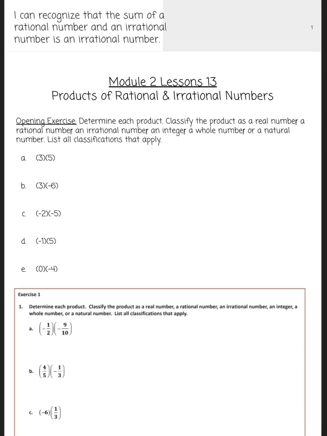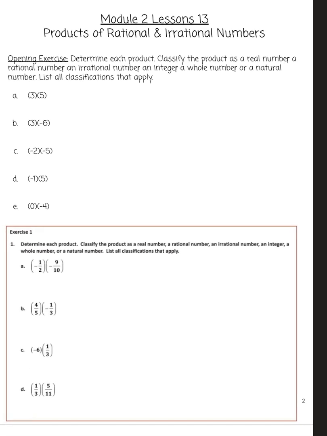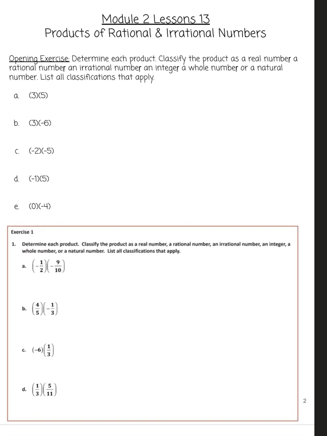All right, so let's go ahead and take a look at this opening exercise. It says determine the product of each, and then classify the product as a real number, a rational number, an irrational number, integer, whole number, or a natural number. List the classifications that apply. All right, so let's go ahead and get started.